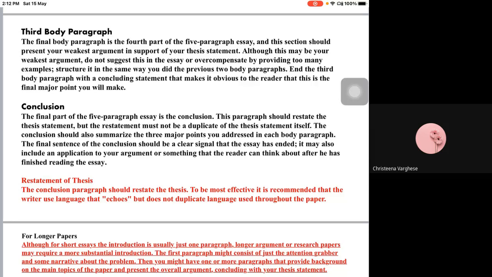Okay, I'll tell you what it is. Many of these things, I don't know whether you understood them. We'll go into the details and then you'll understand what I'm talking about. See, restatement of the thesis. The conclusion paragraph should restate the thesis.